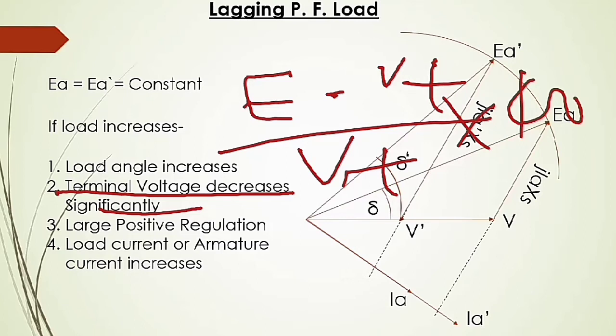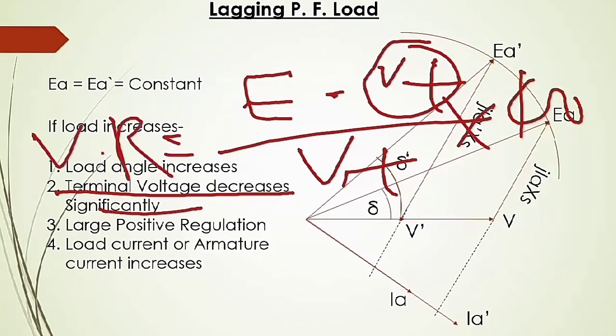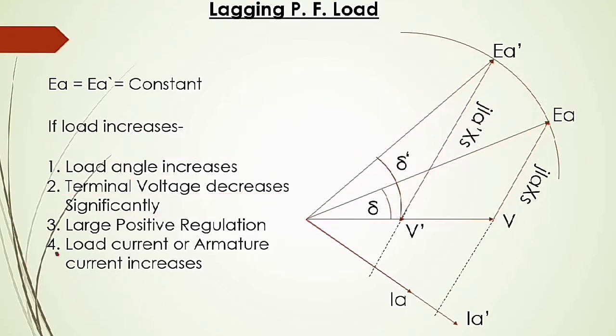The voltage regulation is inversely proportional to the terminal voltage. Since the terminal voltage decreases significantly, the voltage regulation increases, so we have a large positive voltage regulation. So voltage regulation will be large for a lagging power factor load, and if we increase the load, the voltage regulation increases even more.